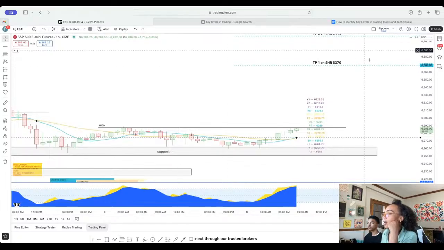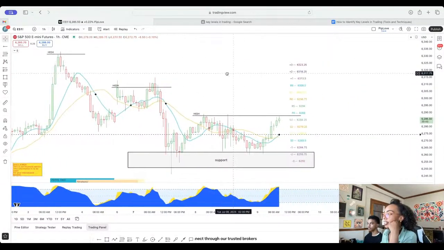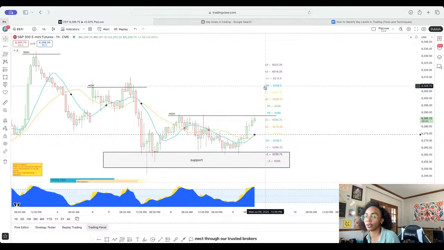Alrighty, so our 1-hour is also giving us the same buying confirmation here, that it wants to break above this level and shoot off to this price point, which is 63.08.